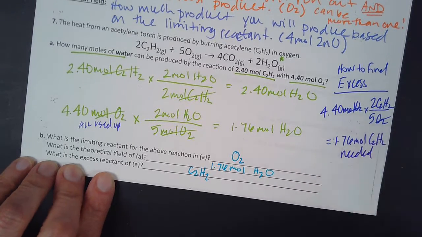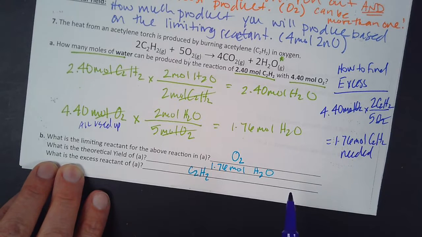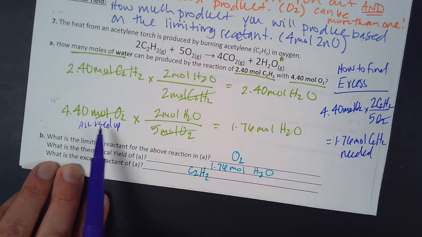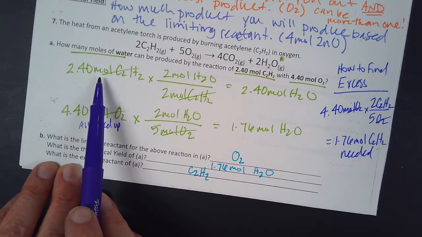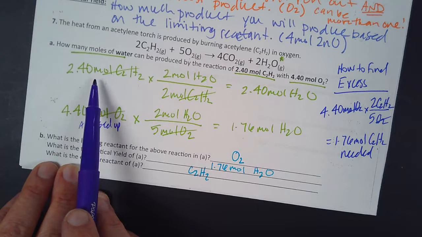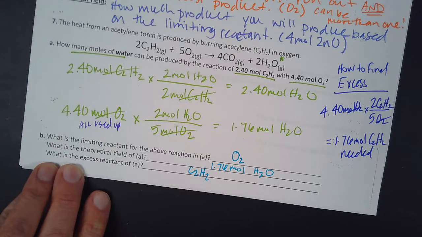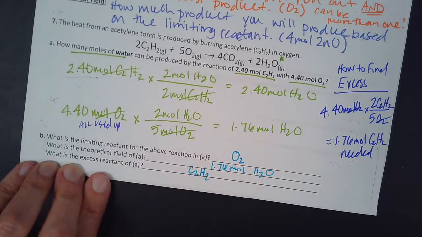Did we already do that? We just did the same thing over again. No. This is how much was needed. So if we use all 4.4 moles of O2, we're going to need 1.76 moles of the C2H2. Okay? They happen to be the same number, and I'm sorry about that, but that's not always going to happen. This 1.76 has nothing to do with this 1.76. Okay, zero relationship.